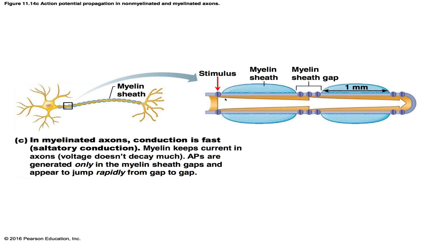We have these voltage-gated channels that occur every 1 millimeter. So the action potential propagates every millimeter. In other words, it's jumping from this voltage-gated channel to the next, and from here to the next. So we end up getting this jumping of the action potential. And this is why in saltatory conduction, we see speeds up to 30 times faster than in continuous conduction.